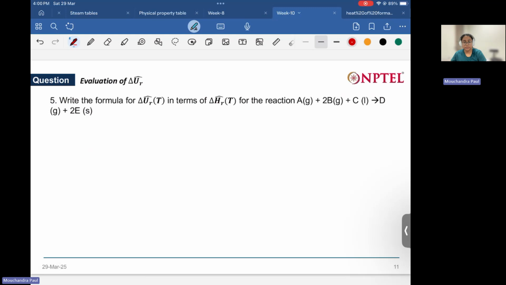This is another question. Now here you have to use the relation between change in internal energy of the reaction and heat of the reaction, the relationship that we just saw a few slides ago. We have to use that relation in order to determine the value of delta U R hat, or the change in internal energy. This is the reaction. Let me write it again so that the reaction comes in one line.